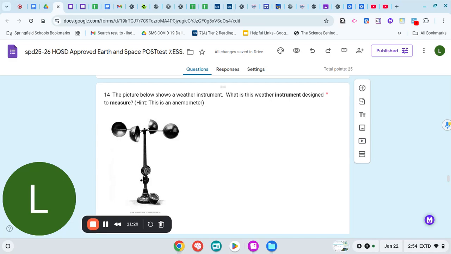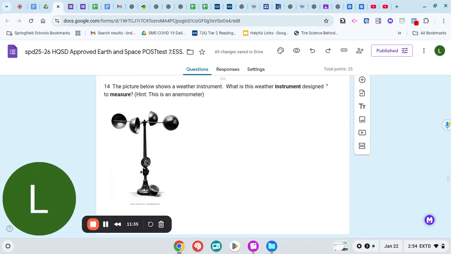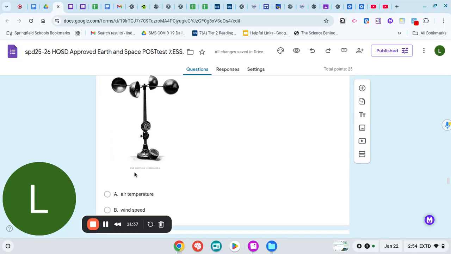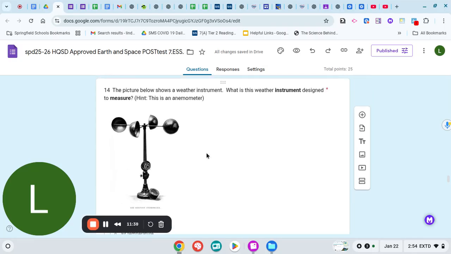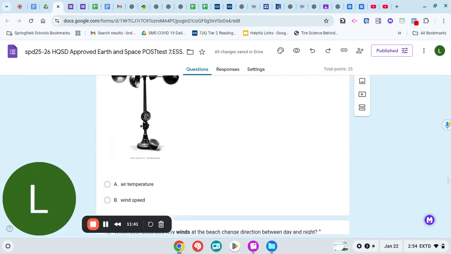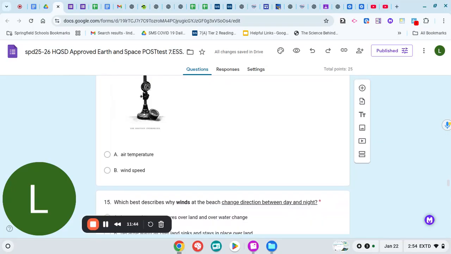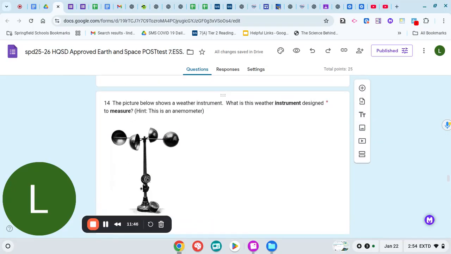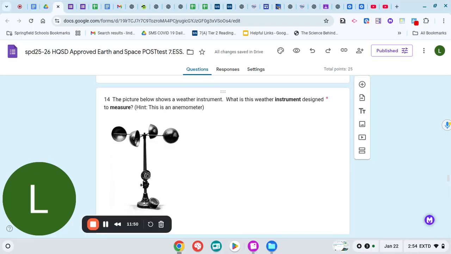Number 14, the picture below shows a weather instrument. What is this weather instrument designed to measure? Hint, it even says anemometer. You might not be able to see it, but it says anemometer down there. So that is an anemometer. Think about what that measures. Is it A, air temperature, or B, wind speed?